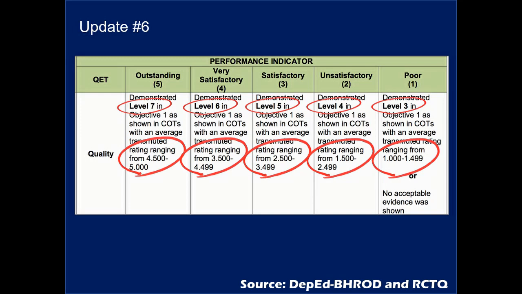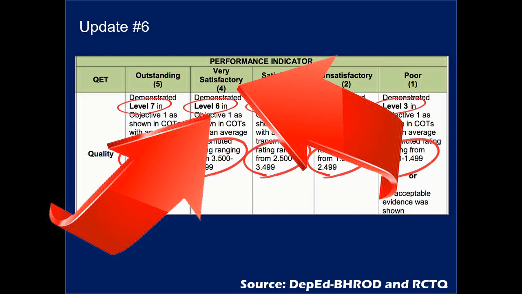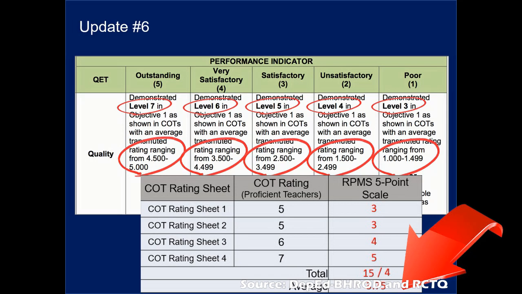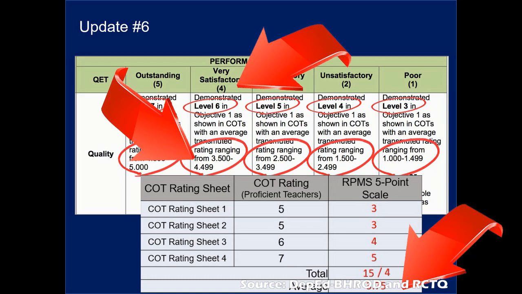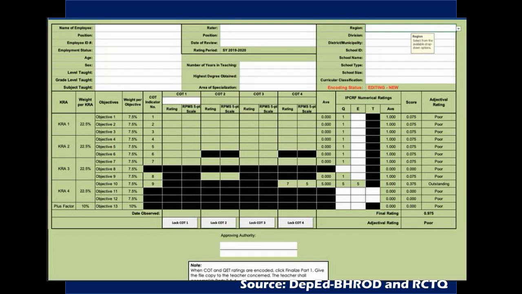The computation process is as follows. Identify the corresponding rating in the RPMS 5-point scale for each COT rating. For example, a COT rating of 6 gets an RPMS rating of 4, or very satisfactory. Get the average of the total RPMS rating. Determine the final rating for quality by referring to the ranges in the performance indicator. COT ratings should not be averaged and be taken as the rating for quality. But with the new electronic IPCRF that we are already using, once the COT rating is encoded, it will be transmuted automatically.